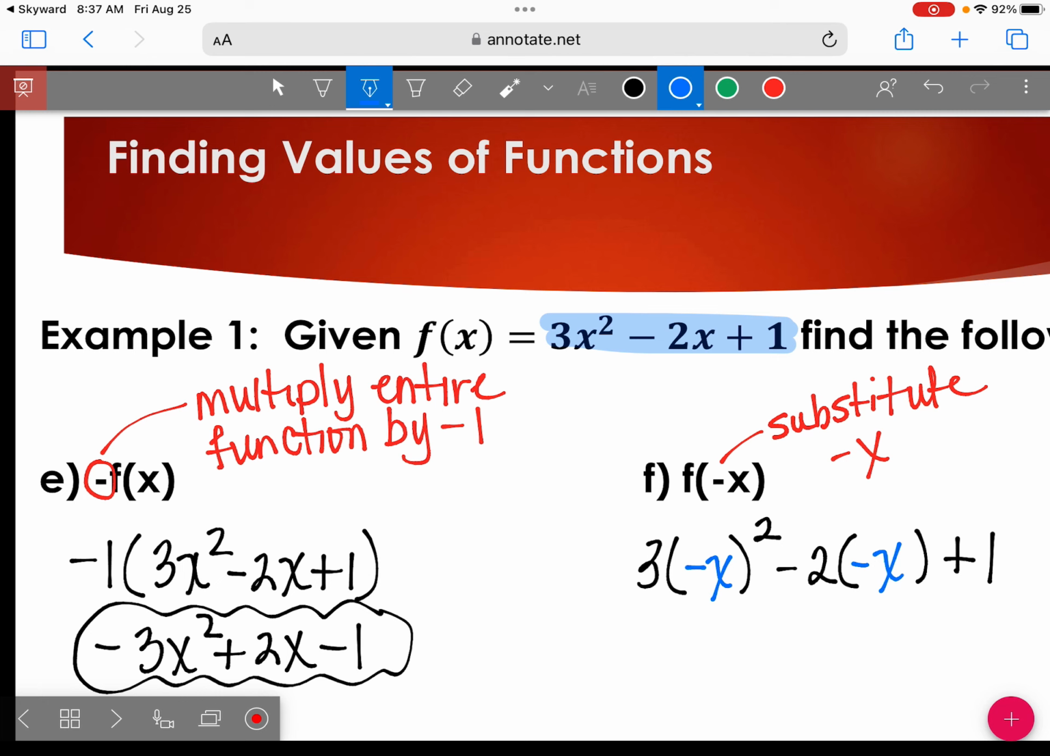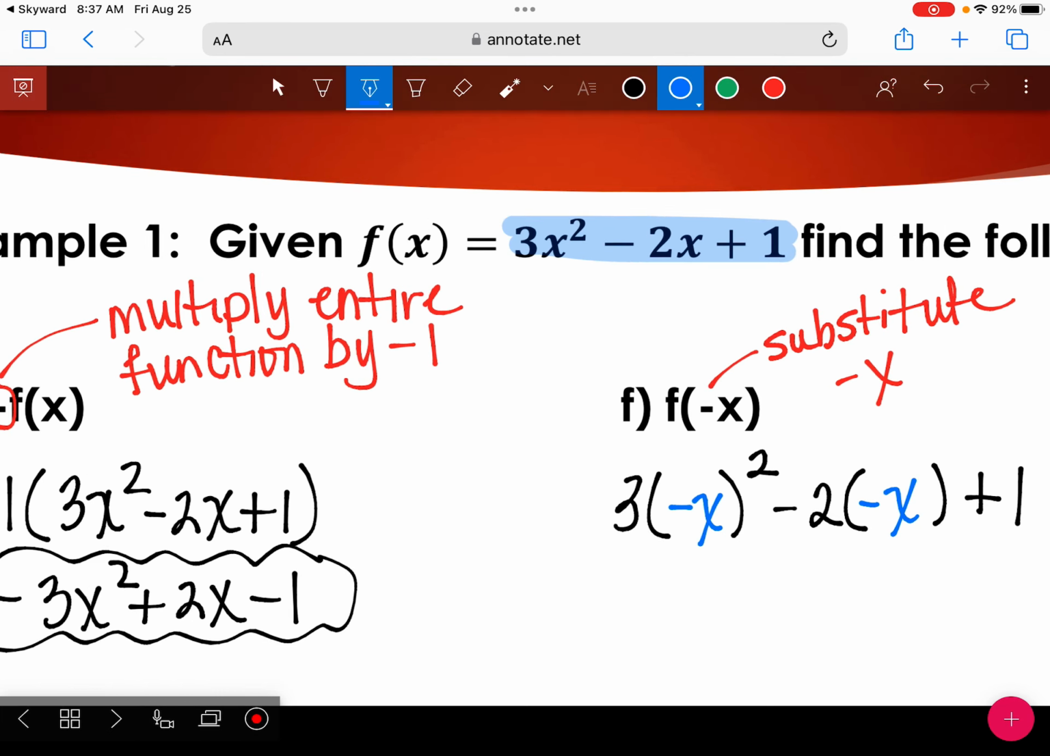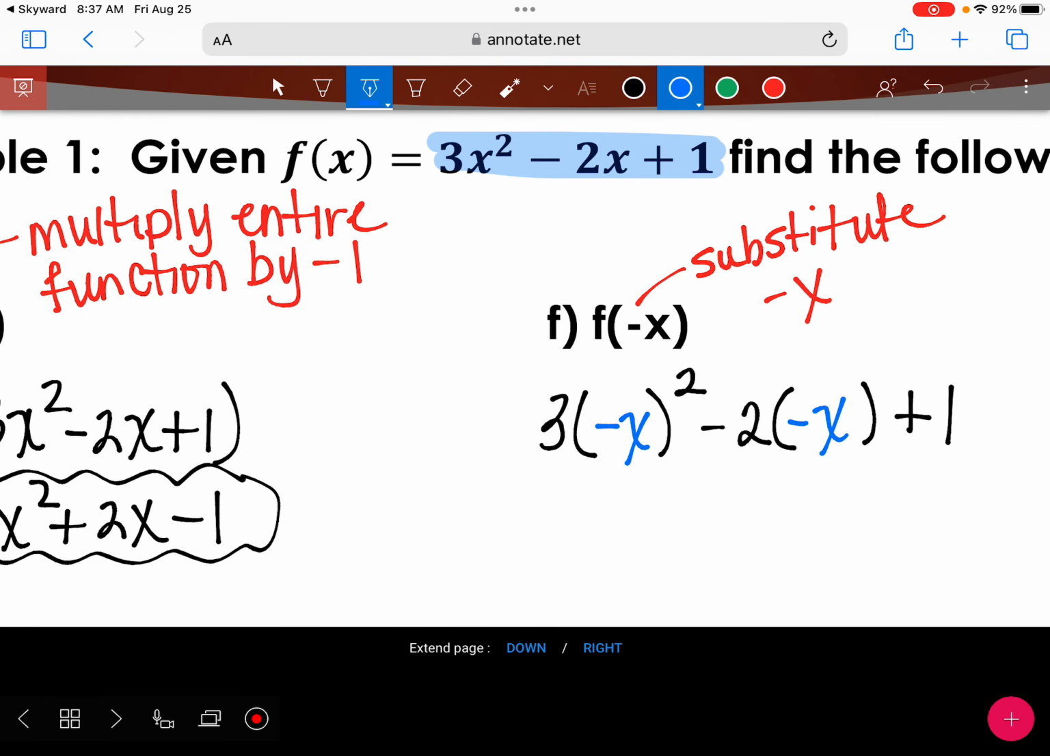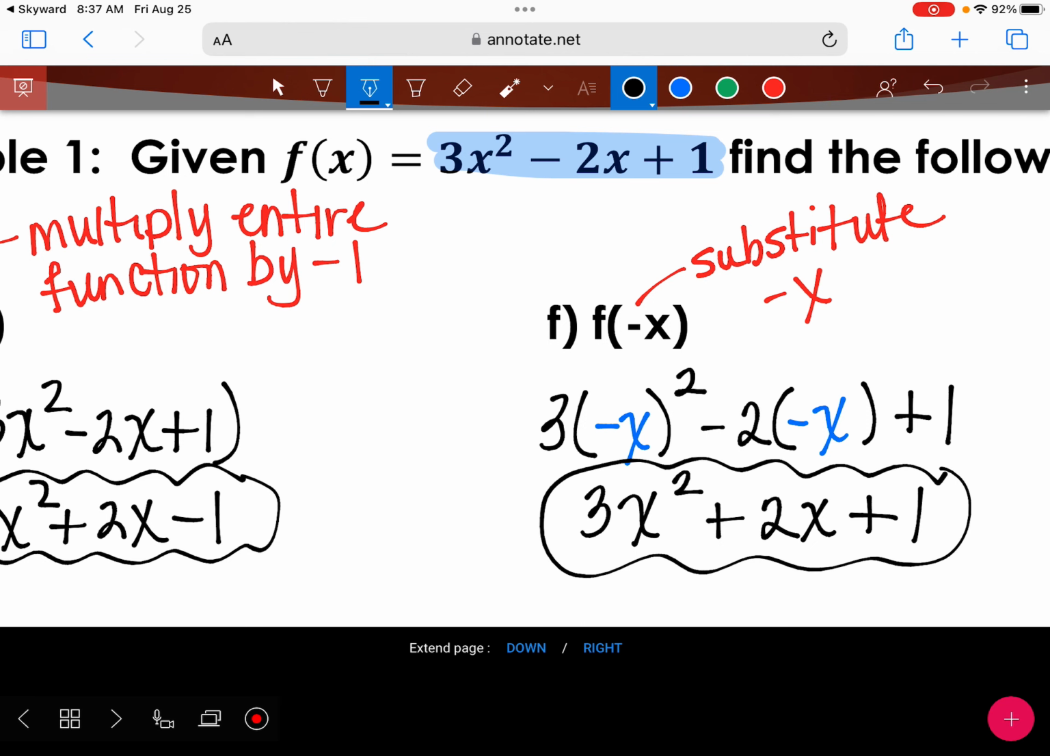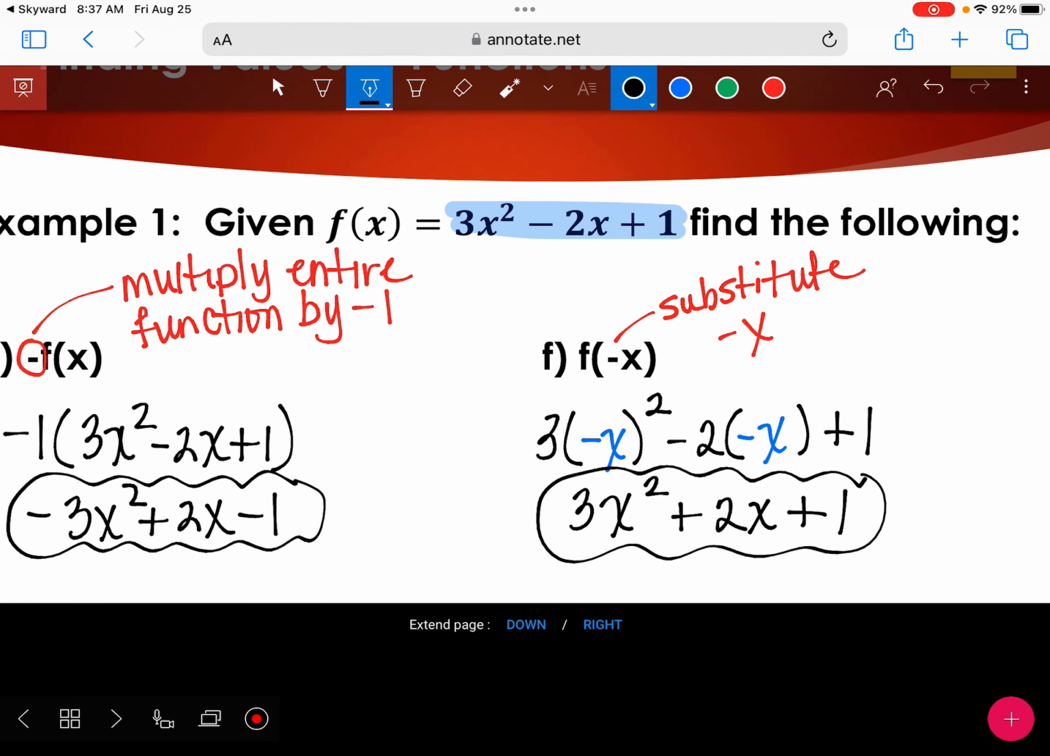So negative x times negative x is positive x squared. So this becomes positive 3x squared. The second sign does change to a positive 2x and a plus 1. And that would be your two answers. So what we just did was we evaluated the same function with 6 different inputs.